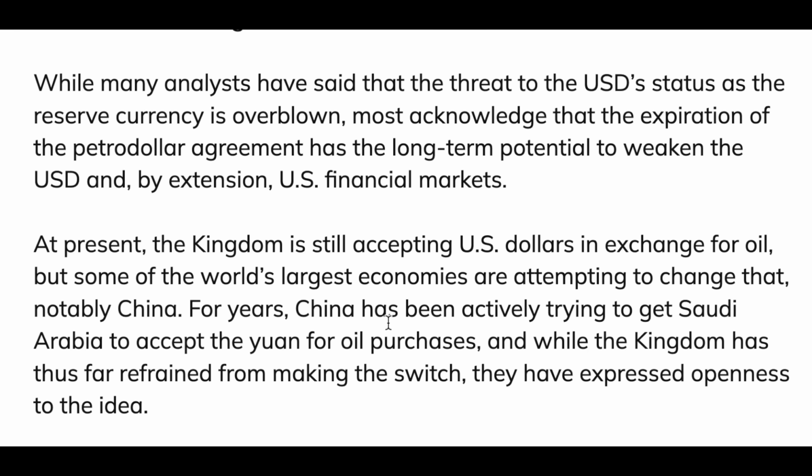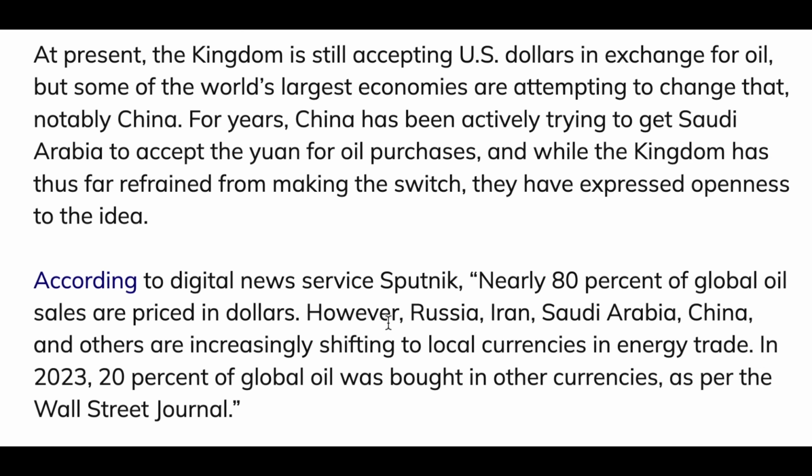So at present, the kingdom is still accepting U.S. dollars in exchange for oil, but some of the world's largest economies are attempting to change that, notably China. For years, China has tried to get Saudi Arabia to buy in the yuan. They've been resistant, right? But nearly 80% of global oil sales are priced in dollars. However, Russia, Iran, Saudi Arabia, China, and others are increasingly shifting to local currencies in energy trade.